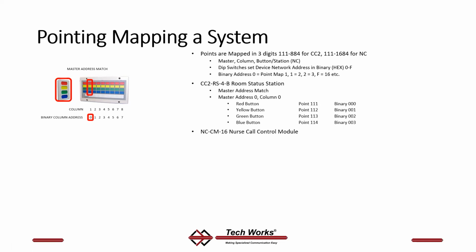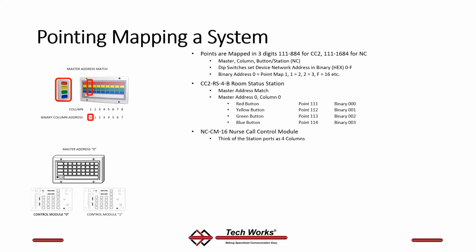On an NC system, you've got 2 sets of 4 columns on the annunciator. So you've got the left 4 columns and the right 4 columns. The way these correspond is master address 0 of a control module. These jacks, port 1, 2, 3, 4, 5, 6, 7, 8, 9, 10, 11, 12, 13, 14, 15, 16 correspond to these lights on the annunciator in these 4 columns.